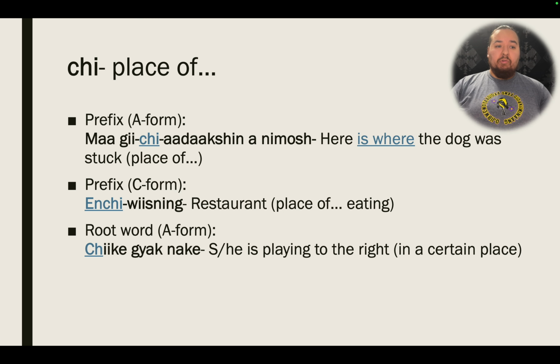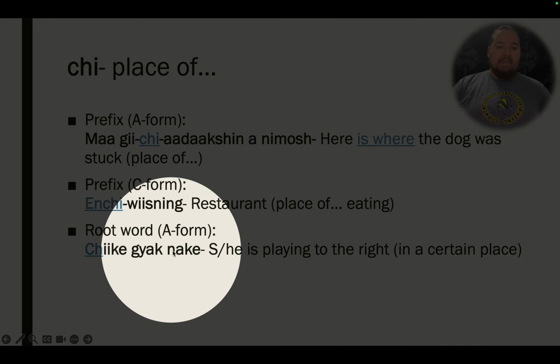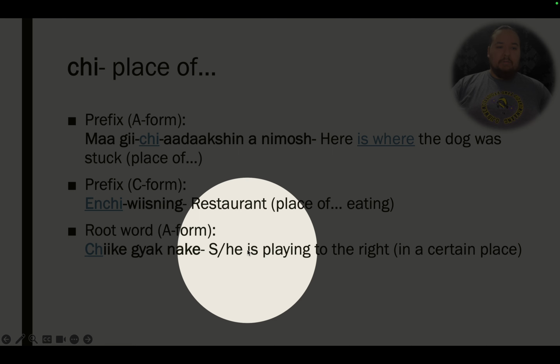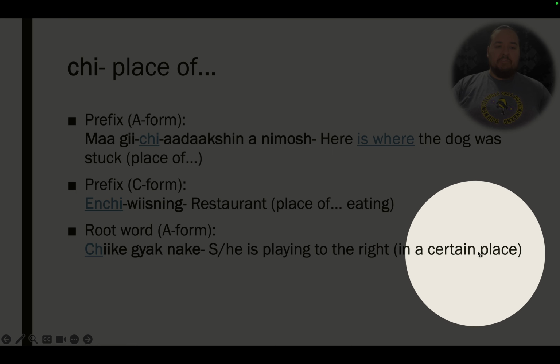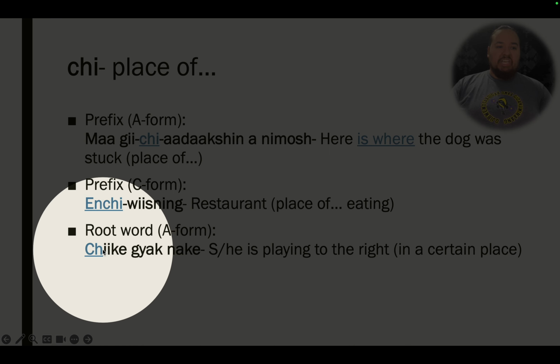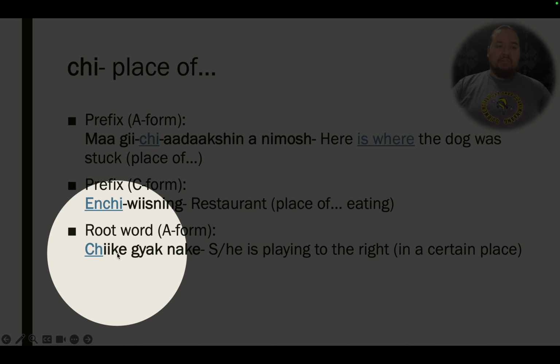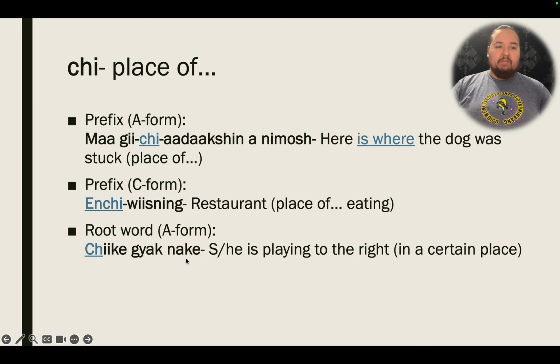And here it is in a root word. So we have chi ke gyaknike. She or he is playing to the right. So again, referring to a certain place here. Chi ke, he or she is playing in a certain place. Gyaknike, right direction.